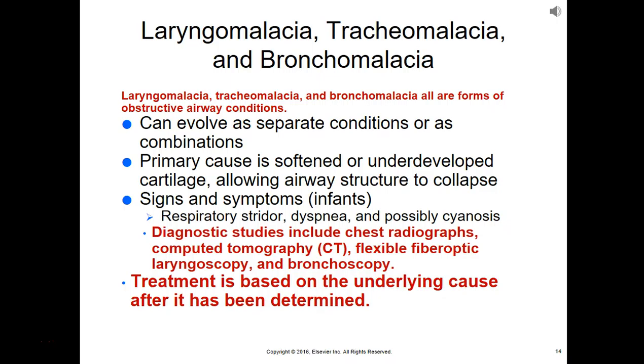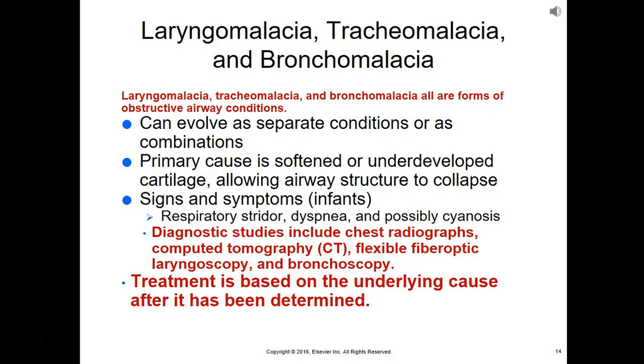Laryngomalacia, Tracheomalacia, and Bronchomalacia. So Laryngomalacia, Tracheomalacia, and Bronchomalacia are all forms of obstructive airway conditions. They can evolve as separate conditions or as combinations of one another. The primary cause is softened or underdeveloped cartilage, which allows the airway structure to collapse.